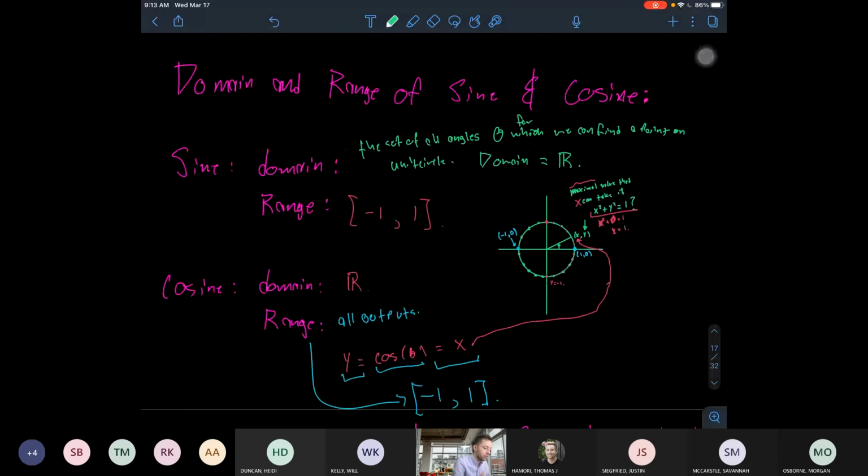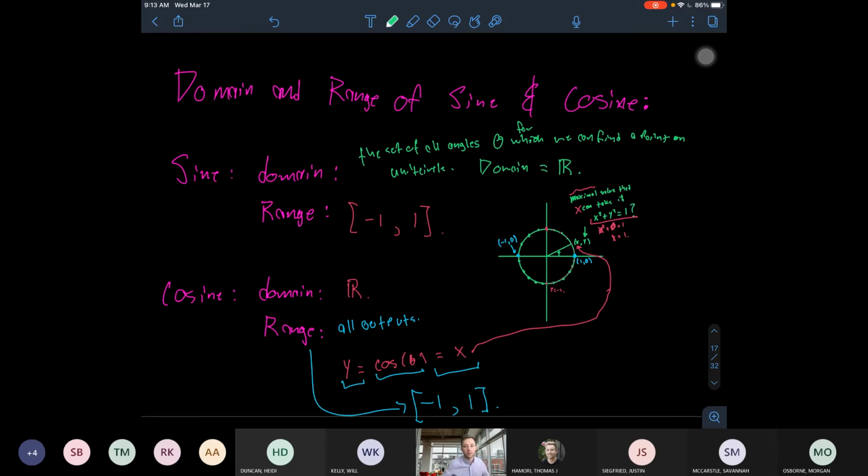Okay, so this is the domain and range of sine and cosine. Their domain is all real numbers, and their range is the same. It's just from -1 to 1. Any questions about the domain and range of sine and cosine?